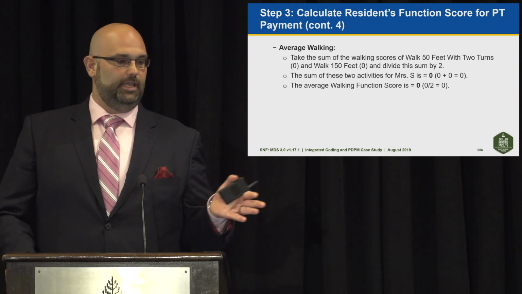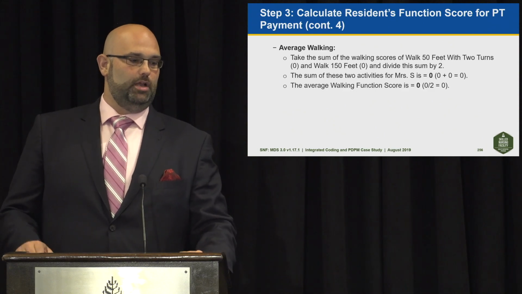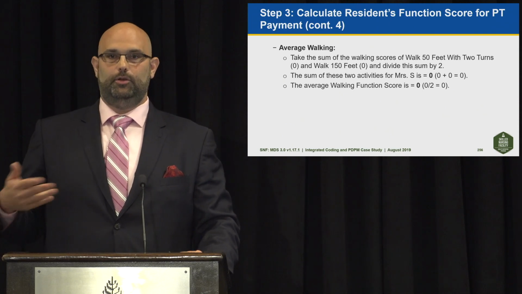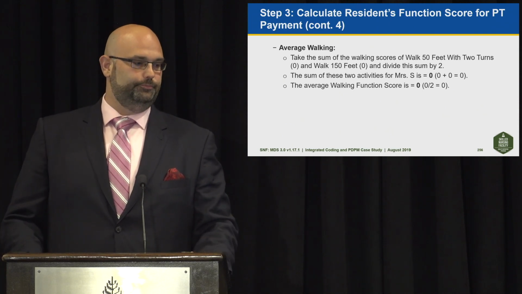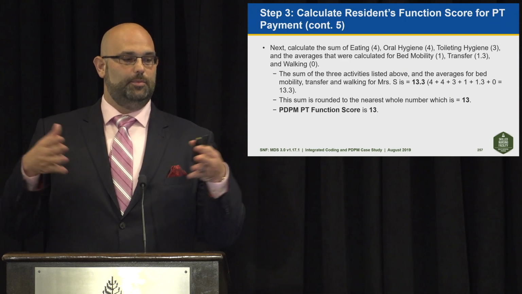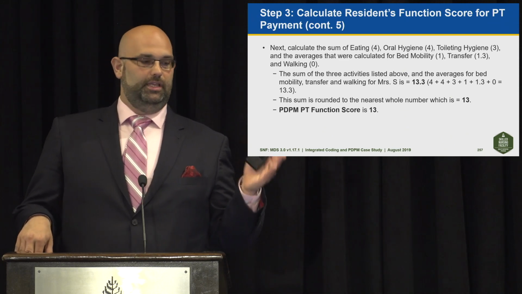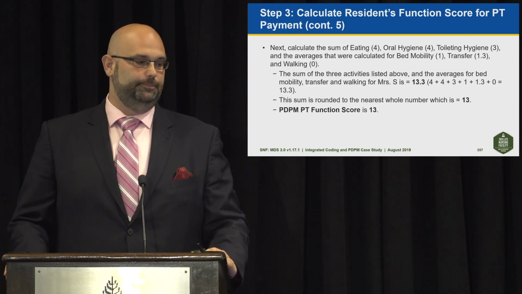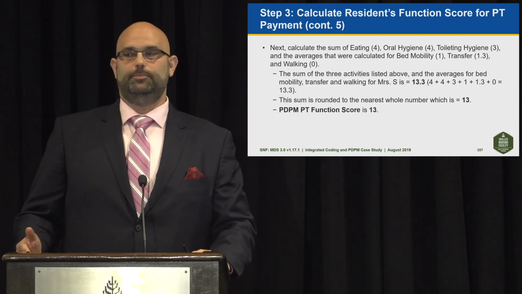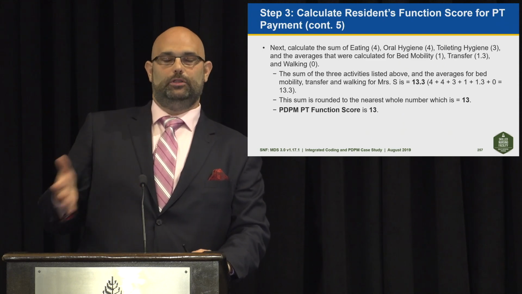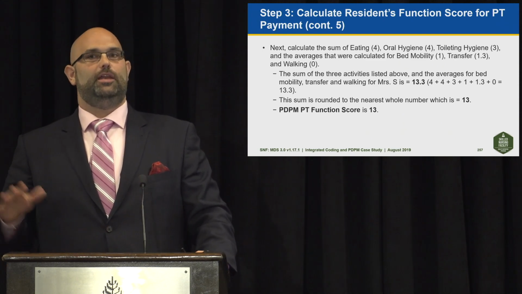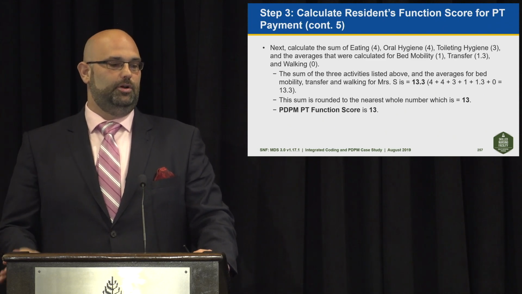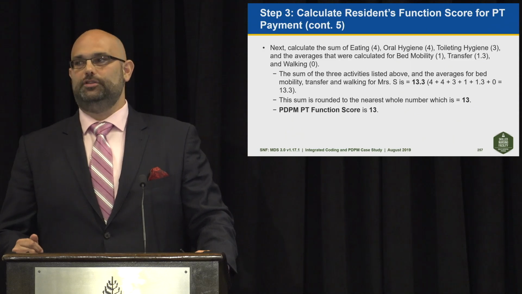Same for walking. Again, take the average of walking 50 feet with 2 turns as well as walking 150 feet. Add those together, they were both 0. 0 divided by 2, we're left with 0. You now calculate the sum of all of those listed here: the eating, the oral hygiene, toileting hygiene, and then the averages from those 3 that we just did. Take all those together, and you get 13.3. So you keep that decimal through to this point. Once you get to the end, you round to the nearest whole number, and once you round to the whole number, that's 13. The PT function score is 13.